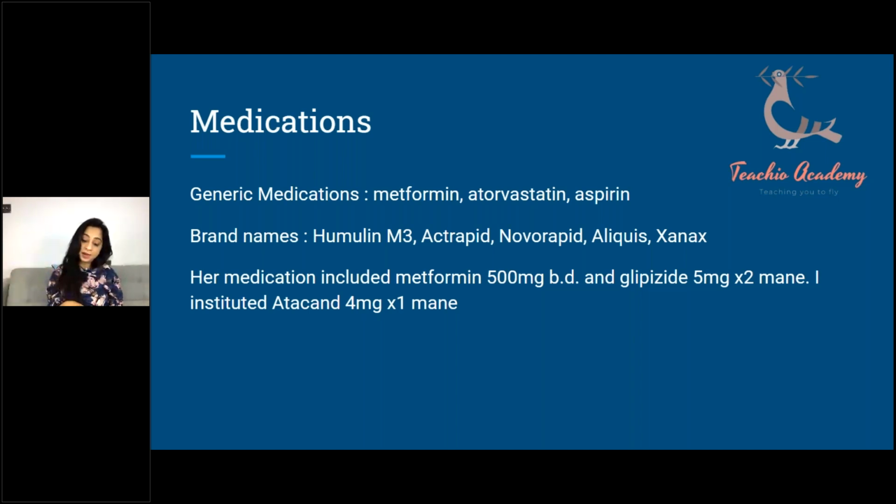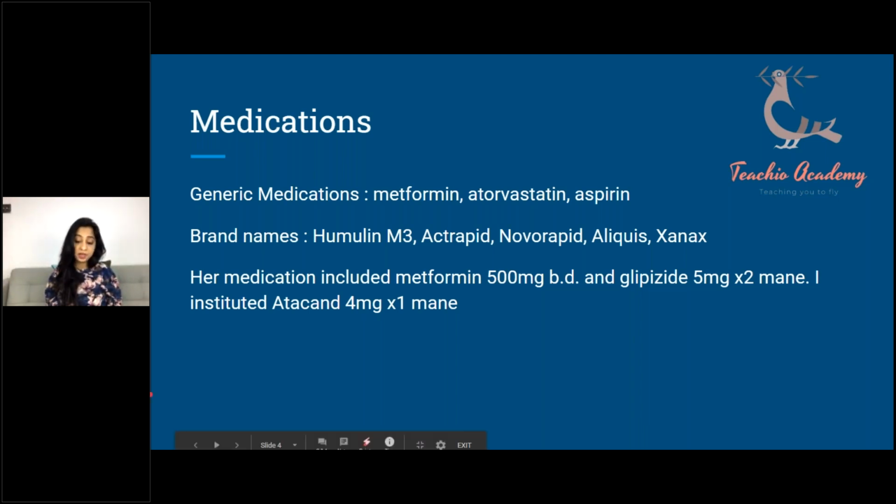Or they might give a government supply, which is just going to be that particular medication if it's not coming from a particular company. Brand names are when you prescribe a medication and that medication is taken to a chemist. They'll have to give your patient that particular medication from a specific company. So if it's from a specific company, it's going to start with a capital letter. So Humulin M3, Act Rapid, Nova Rapid, Aliquis, Xanax. They're just some examples of brand names of medications which often crop up on your OET.